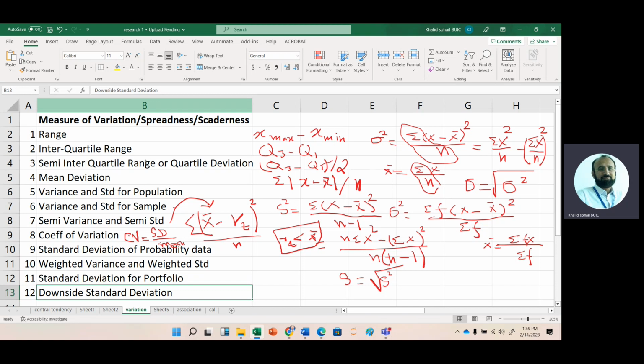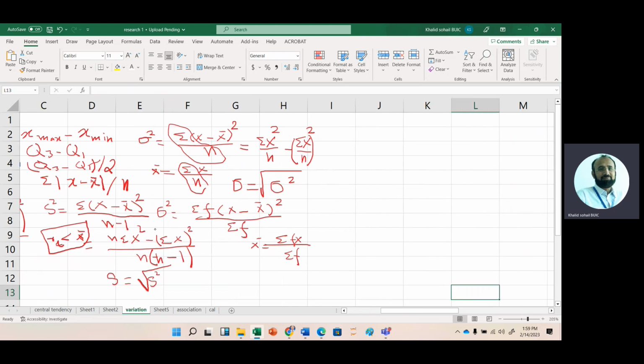We have other coefficients as well, like the coefficient of quartile deviation and so on. Then standard deviation for probability data. For probability data, I will write the formula here. If our data is based on probability, then variance can be calculated as summation p into x minus summation px, whole square. I will explain its calculation as well. This is the standard deviation formula, and without the square root, it is the variance formula.